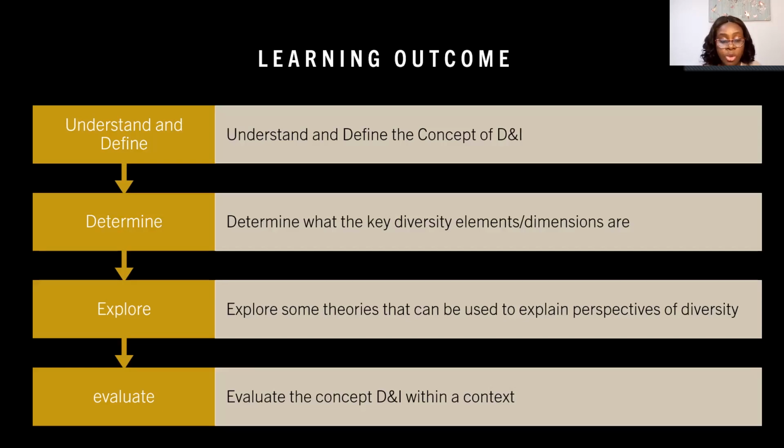For this particular topic, we have four learning outcomes that at the end of the lecture, we should be able to understand and define the concept of diversity and inclusion. We should be able to determine what the key diversity elements and or dimensions are. How are these structured? How can an organization identify the key diversity dimensions that are of concern even within its space?